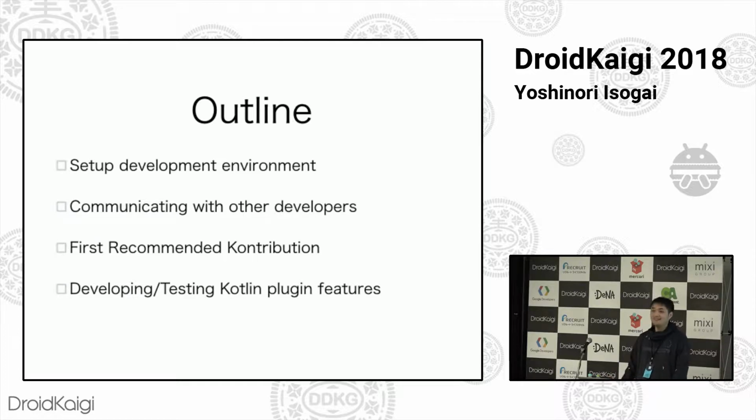So finally, here is the outline. Setup, communicating with others, the first recommended way to contribution, and developing Kotlin plugin. The first one is setup. You know what? This is the hardest part. So I'm begging you, please don't give up here. Please. There are 5 parts of setup.